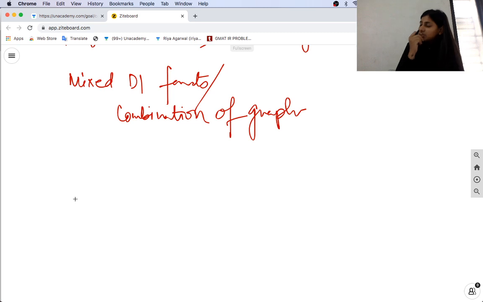Okay, like if you see in 2019 CAT paper, you'll see there's a question based on crimes in slot 1.